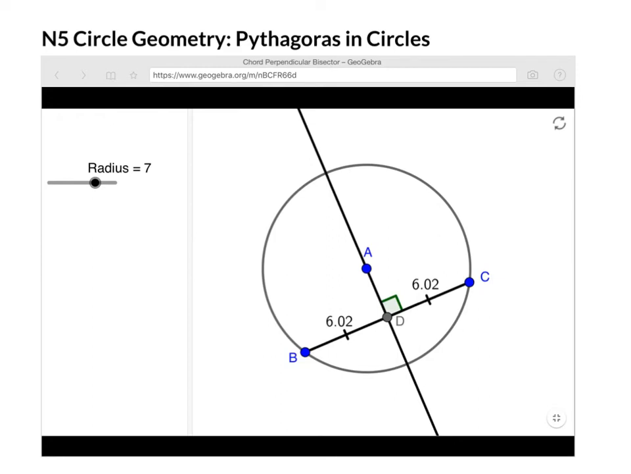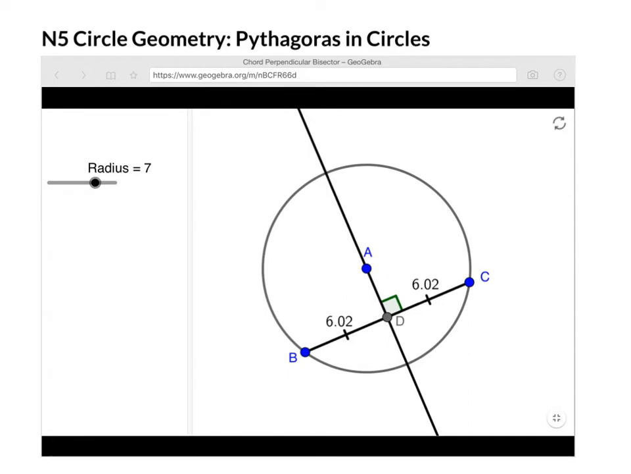In this video, we're going to look at working with Pythagoras inside of circle diagrams. Pythagoras can only be used whenever you have a right-angled triangle. When you're working with circle diagrams, it's possible to form right angles in specific situations.